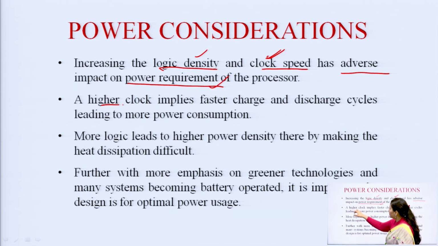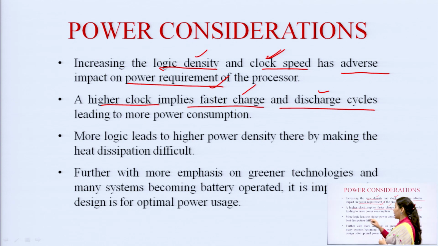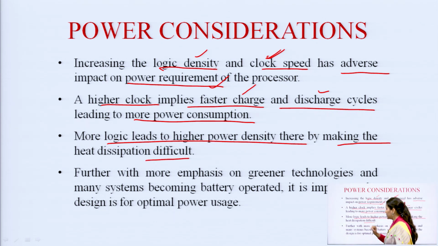A higher clock implies faster charge and discharge cycles. We know the clock is dependent upon the charging and discharging of a capacitor. So, when the charging and discharging cycles are more, then it leads to more power consumption. More logic leads to higher power density, thereby making the heat dissipation difficult.